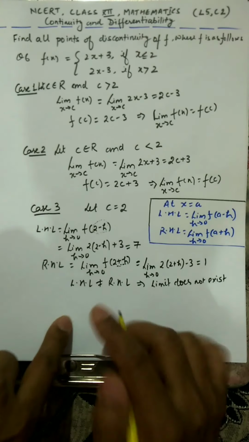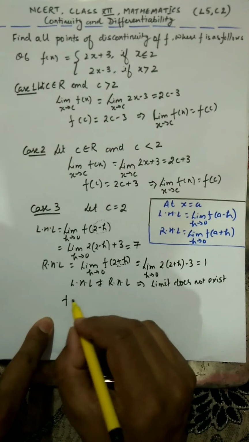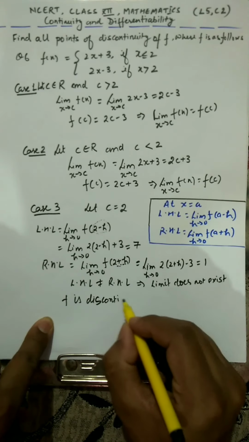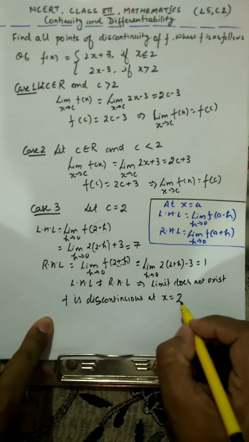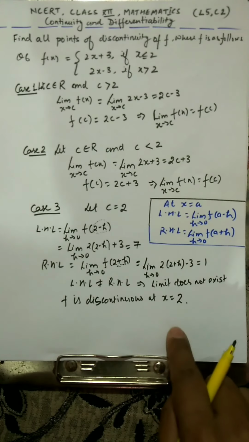Limit does not exist, and there is no need to calculate f(2) now, because if limit does not exist, you simply say that f is discontinuous at x equal to 2. So your answer, they were asking which all are the points of discontinuity of f. So it means there is only one point of discontinuity, and that is x equal to 2.